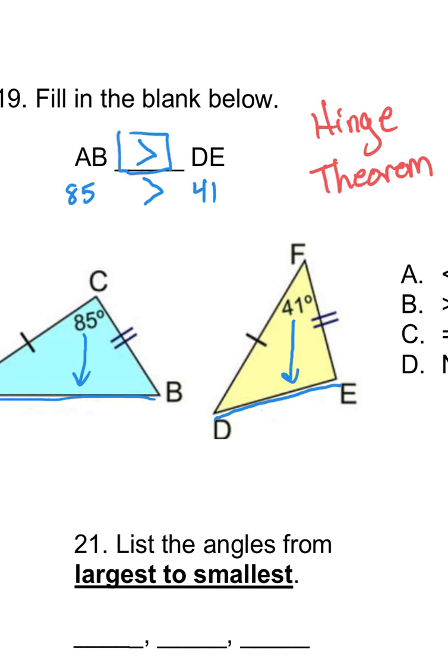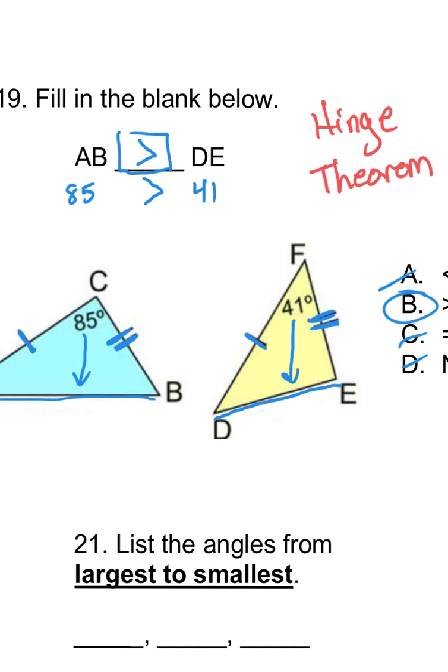Now remember, we can only do this because we have two pairs of congruent sides. As long as you have two pairs of congruent sides, you can always use hinge theorem to figure these kinds of questions out. So our answer is answer choice B.